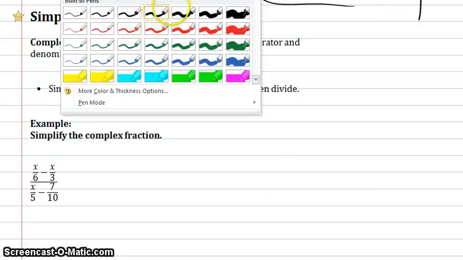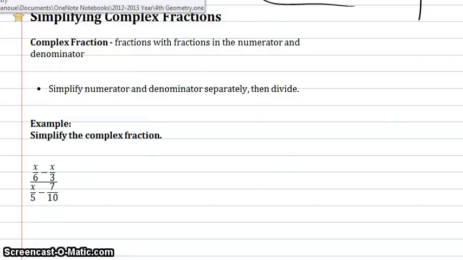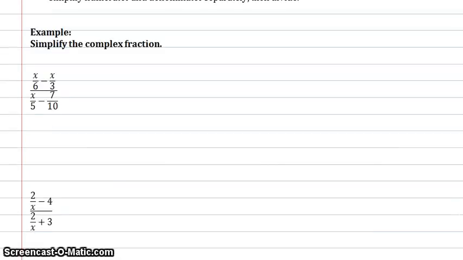It is possible. I'm going to pick a fun color for this one. Let's do purple here. Okay, so our goal here with simplifying complex fractions, we want to simplify the numerator and the denominator separately and then divide them. So you're probably going to want a couple of different colors to do these.